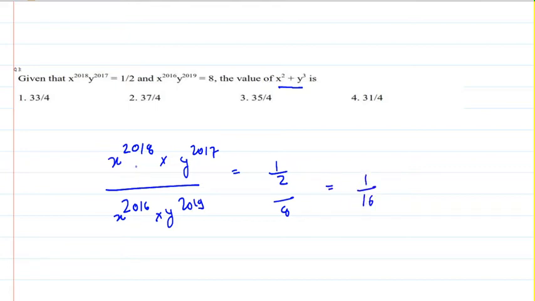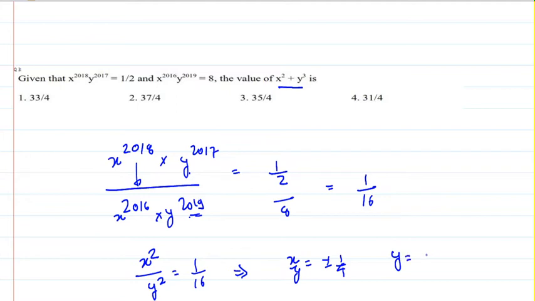On the left hand side, see the difference between these powers is 2. And difference between these powers is also 2. But the power in the lower part of the denominator is more. So this is what I get as x upon y. If I take a square root, I will have x upon y as plus minus 1 by 4. Or I can say y is equal to plus minus 4x.